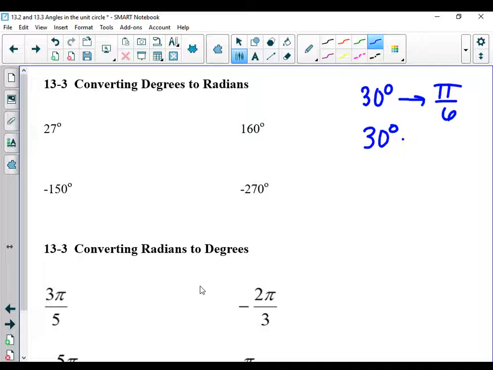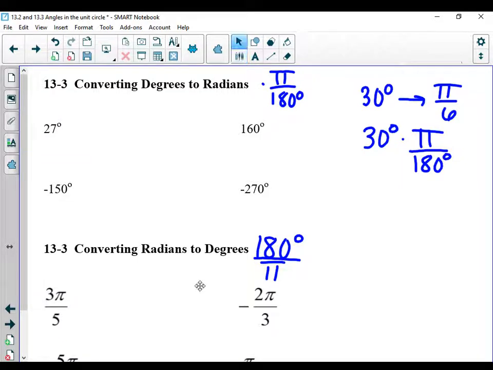So when we're converting degrees to radians and radians to degrees, we're going to multiply by pi over 180 or 180 over pi. Why would I do that? Because pi over 180, if you have the same thing over itself, what do you get? 1. So we're not changing the value of the problem, we're just manipulating the way it looks. So let's look at 30 degrees for a second. If I multiply by pi over 180.